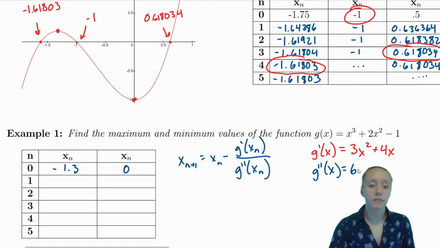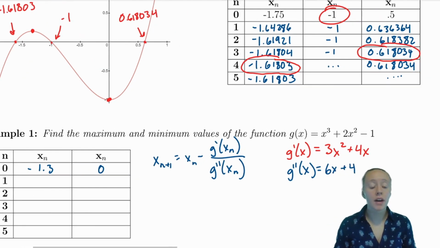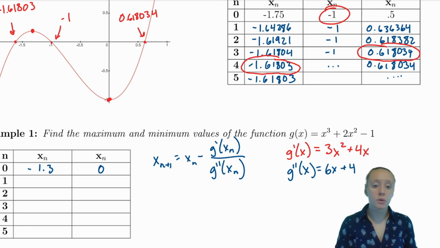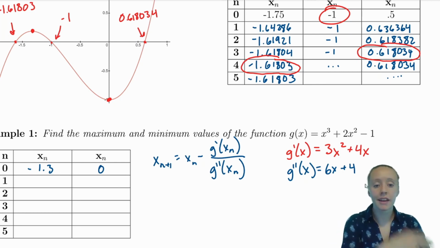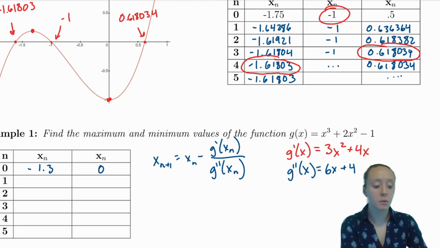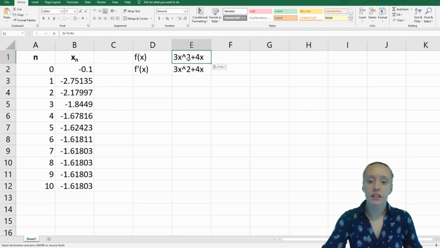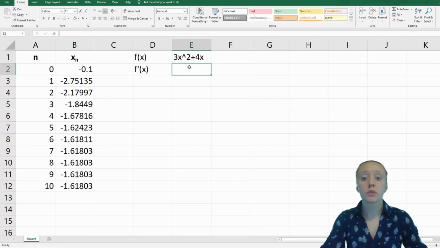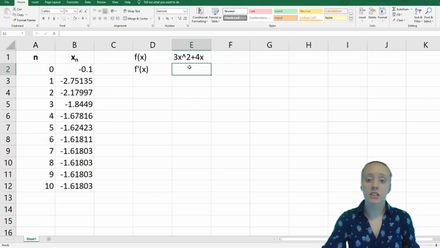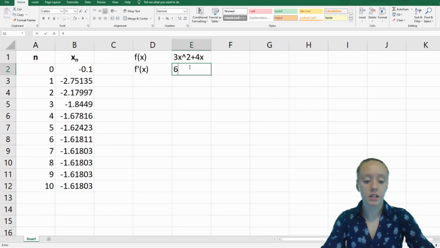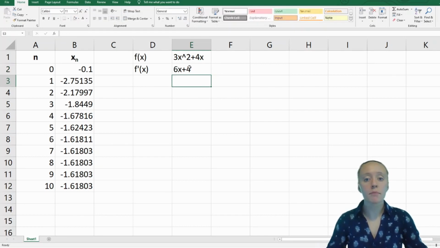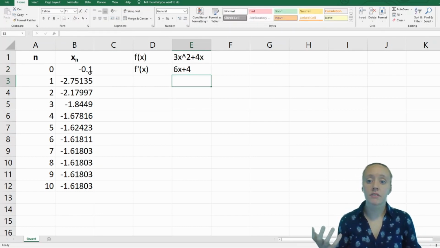6x plus 4. So let me go ahead and write those functions in to our Excel spreadsheet so we can use them, and that way we don't have to keep referencing our worksheet in case you don't have two screens when you're working on this. Our function now is that derivative, so I'm just going to copy what we originally had, and then we're using that second derivative. That's going to be our f prime of x. So that was 6x plus 4. And again, I'm noting this just to make writing the derivative easier.